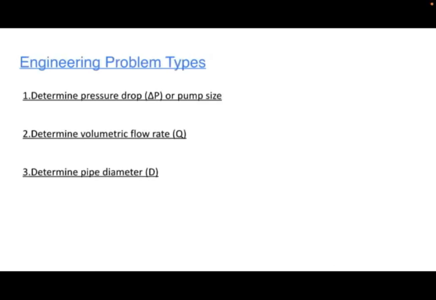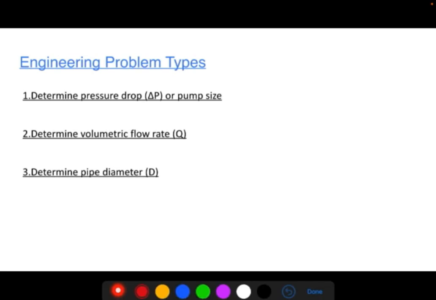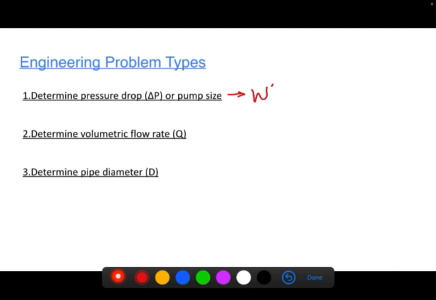Now let us look at the types of the engineering problem. First is to determine pressure drop or pump size. Here pump size is nothing but the rate of work done. Second type of problem is where we determine the volumetric flow rate, that is Q. And third type of problem, determination of pipe diameter.